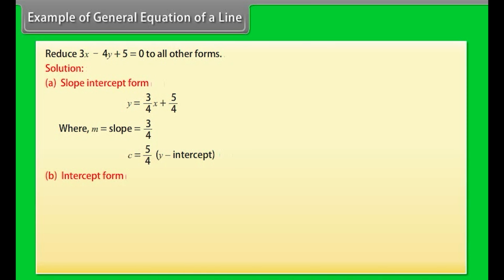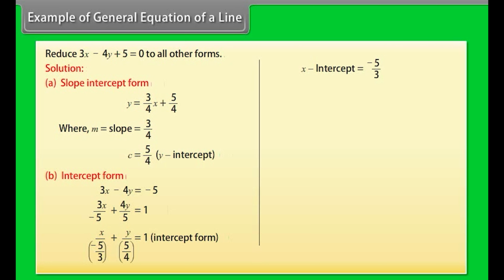Intercept form. 3x minus 4y is equal to minus 5. 3x by minus 5 plus 4y by 5 is equal to 1. x by minus 5 by 3 plus y by 5 by 4 is equal to 1. Intercept form: the x-intercept is equal to minus 5 by 3, and the y-intercept is equal to 5 by 4.